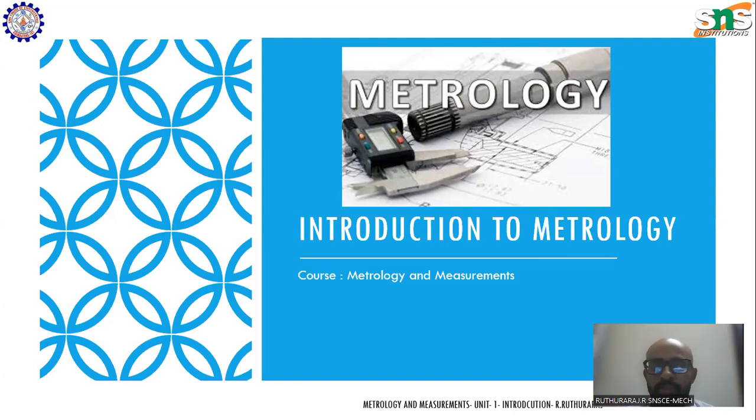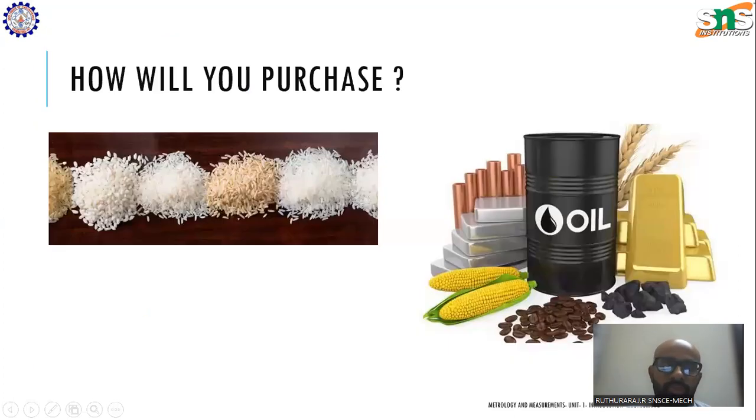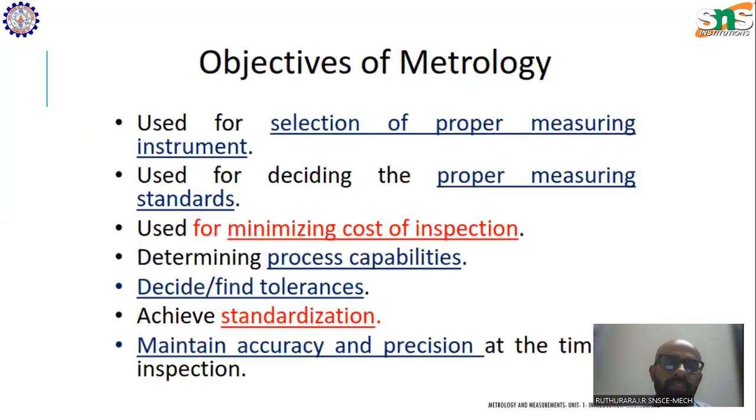So a recap about the previous sessions. So far we have discussed the need for metrology, standardization and accuracy. So these are the topics which we have discussed. So in today's lecture, we'll be discussing the objectives of metrology. So what are the reasons we have to adopt metrology and measurements?